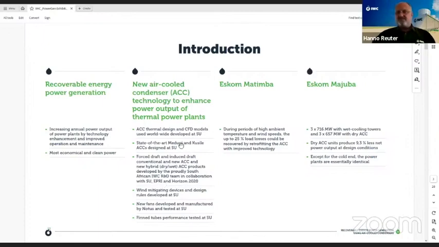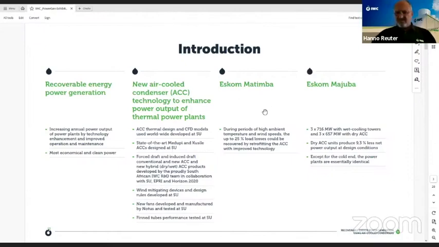And we've had some support from the Electric Power Research Institute in the US and Horizon 2020. Then, these systems are quite wind sensitive, so wind mitigating devices and design rules were also developed at Stellenbosch. And new fans have been developed, probably the most efficient fans out there, by Notice. Professor Chris Meyer is on the panel today. He's managing director at Notice. And we've done various testing at Stellenbosch University. We're also very involved internationally to verify finned tube performance testing.